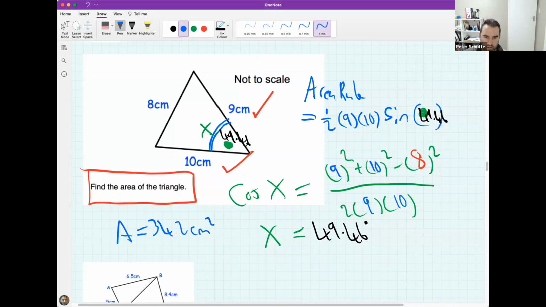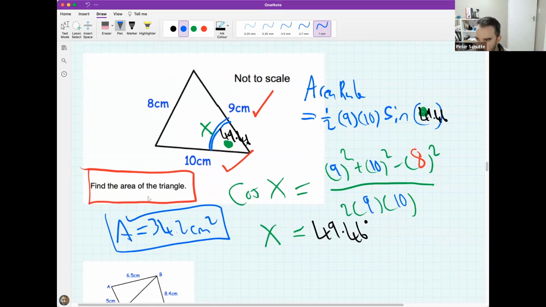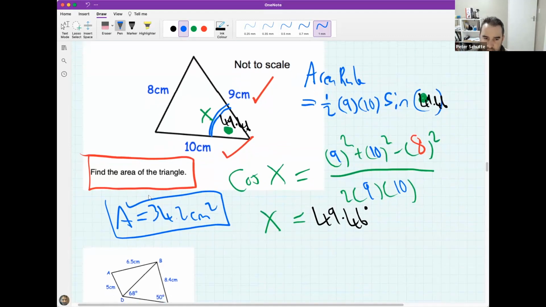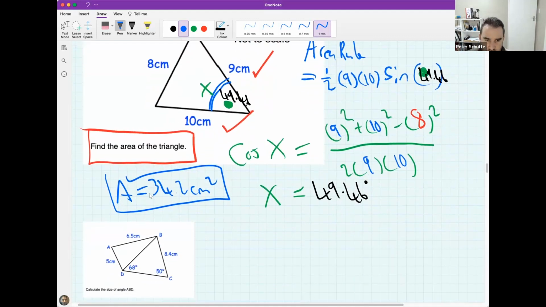So 34.2 centimeters squared. Now, this is the first remix question we've done. Give me a thumbs up if you followed how I used the two rules. Give me a thumbs down if you felt a bit lost there. Because this is where we're going for the rest of today and the next lesson: we're going to start to mix the different rules together. And so let's start.